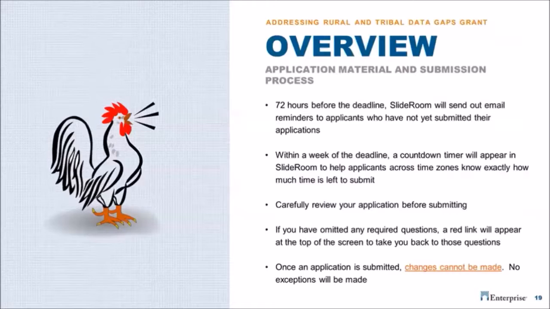Very important. We ask that you please carefully review your application before submitting, because once you submit it, changes cannot be made, and unfortunately we can't make any exceptions to this policy based on rules that have been set forth by HUD. There will be a fair amount of required questions, which will be marked clearly in the application. If you have omitted any answers to those, a red link will appear at the top of the screen to take you to those application questions.